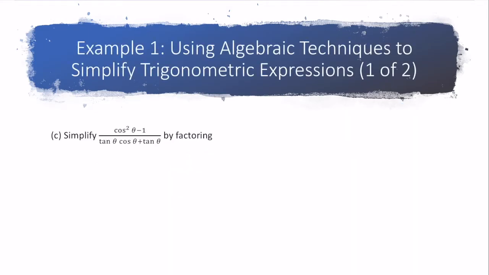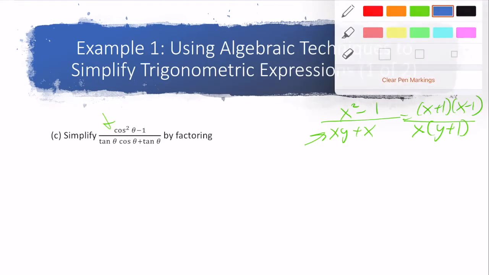Next, what if I want to simplify cosine squared theta minus 1 over tan theta cosine theta plus tan theta by factoring? We're going to factor this just as we would have factored before when we weren't working with trig functions. If I had something like x squared minus 1 over xy plus x, you would know how to factor this, right? We'd factor our numerator to be the product of a sum and a difference. And then we'd take our denominator, we'd factor out the greatest common factor, which is an x, right? And then we'd simplify if we could.